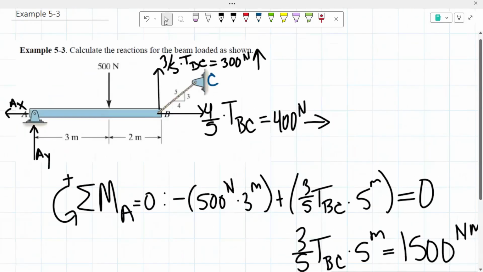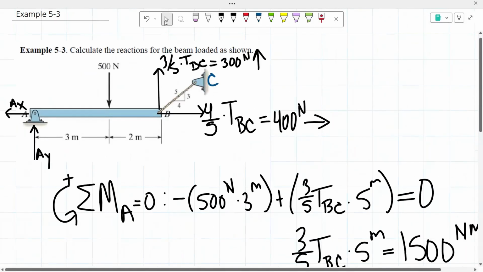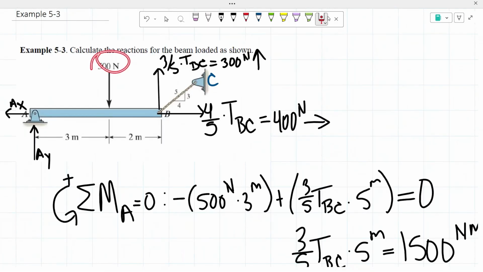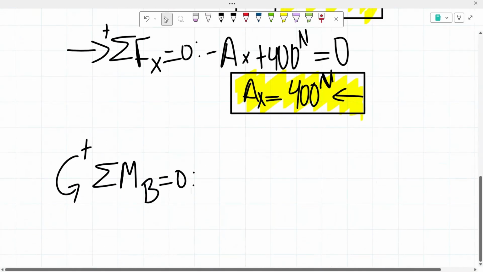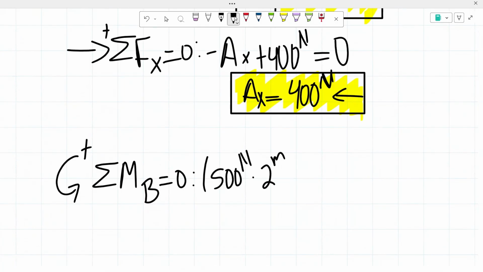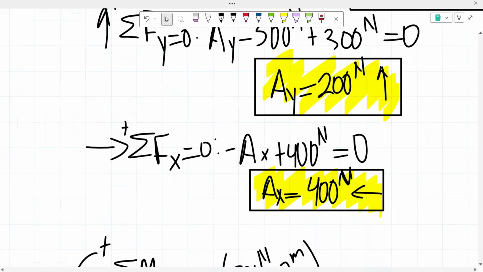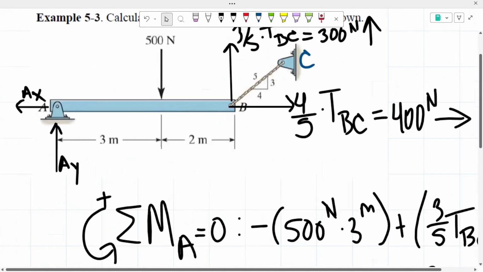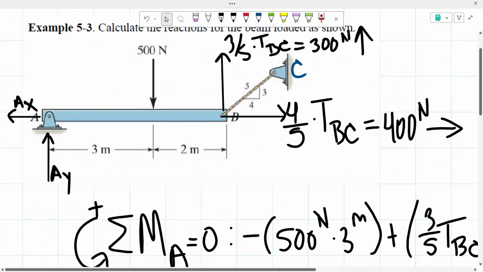So if we're taking the moment about point B, we have this 500 newtons acting downwards. We know that's going to be creating that counterclockwise moment, meaning it's going to be a positive moment. Its distance is 2 meters. So we have positive moment of 500 newtons times the distance of 2 meters. And then from there, our reaction AX is not going to be creating a moment. So from there, we only have AY.